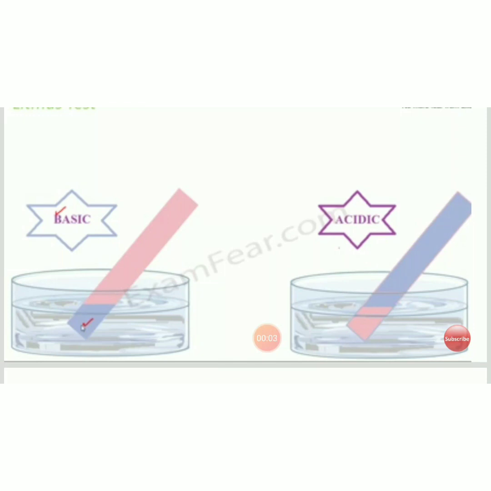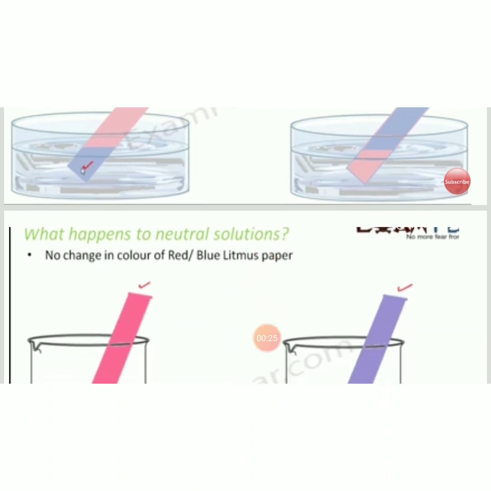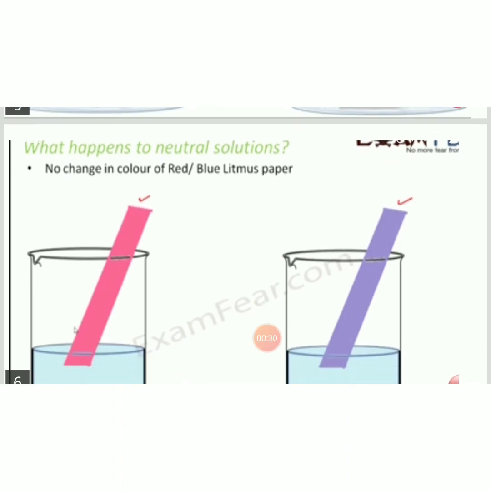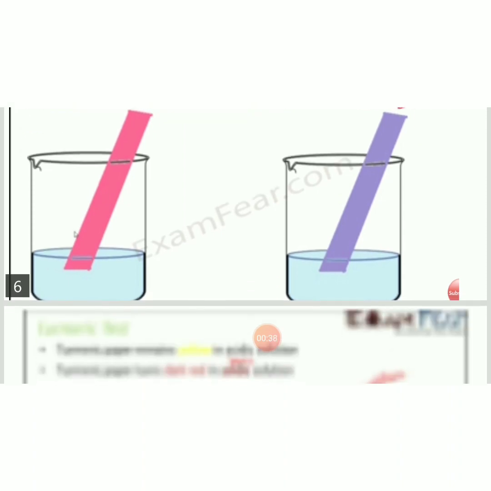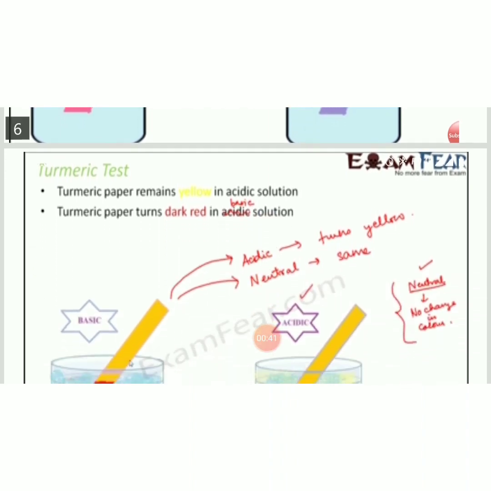So always remember that in basic solution the color will change into blue, so we use red litmus paper here, and in acidic solution the color of the litmus paper turns red, so we use blue litmus paper here. Because if we use red litmus paper instead of blue litmus paper in acidic solution, then there will be no color change, right? Now you might ask what happens in neutral solution. So in the case of neutral solution, there is no change in color of red and blue litmus paper. The red remains red and blue remains blue, whether you put it in acidic or basic solution.